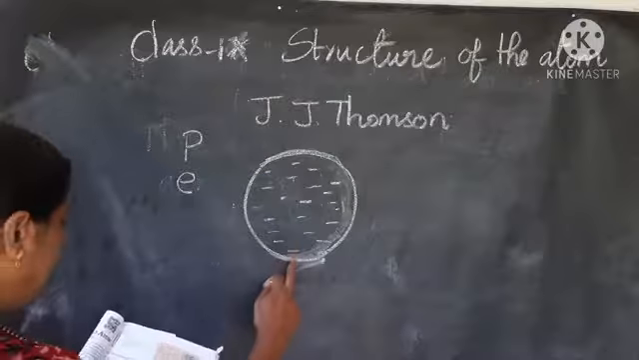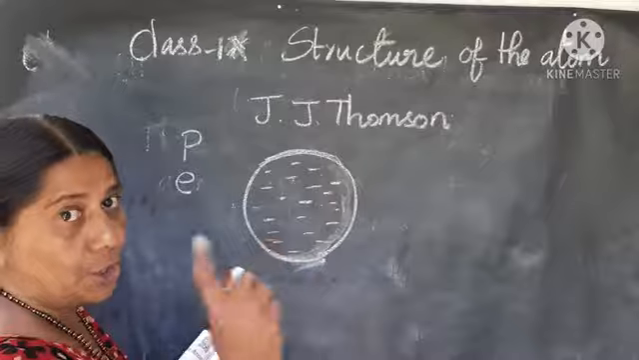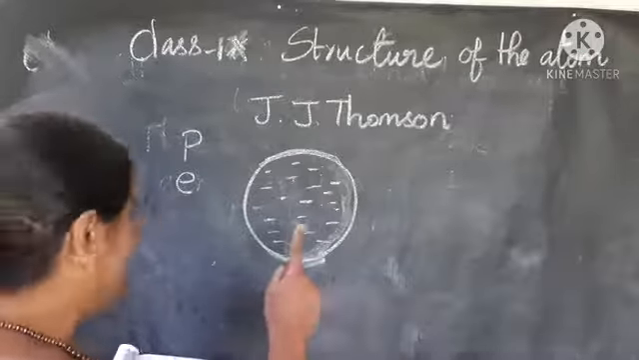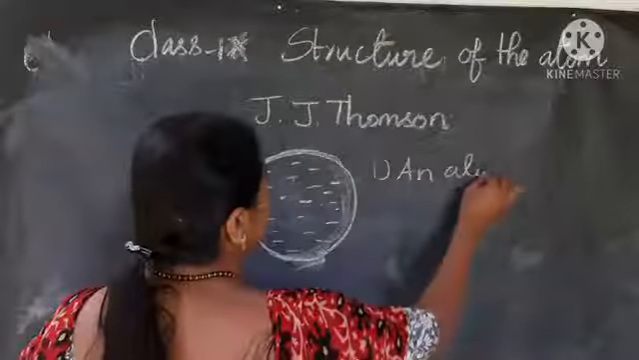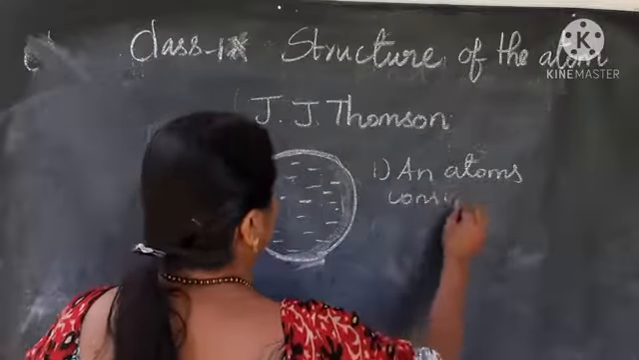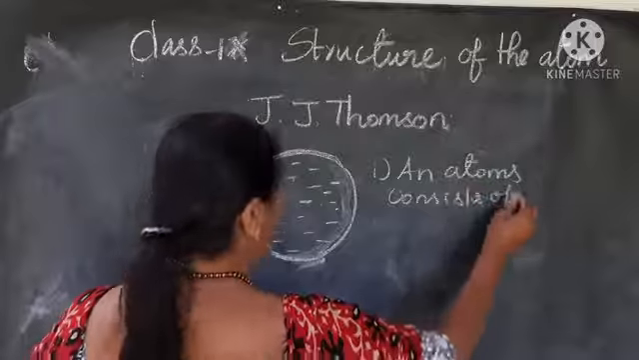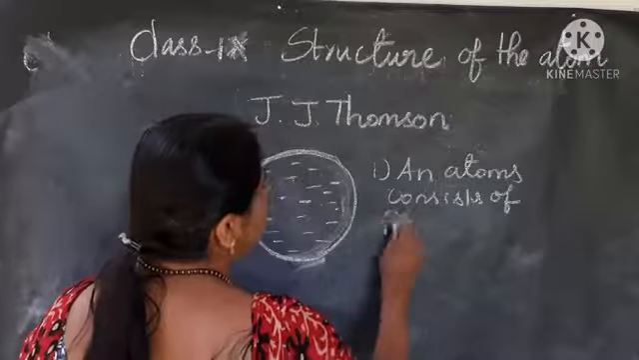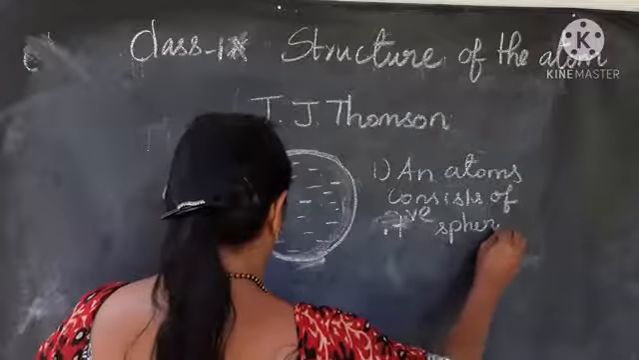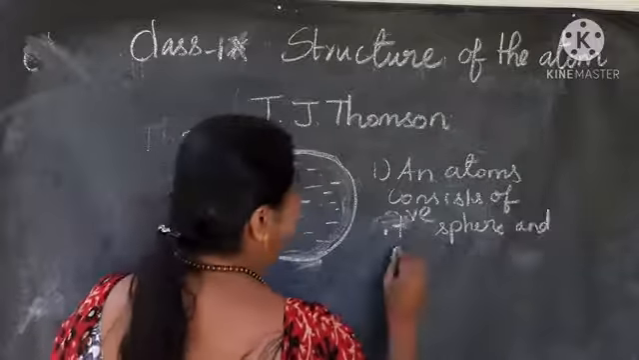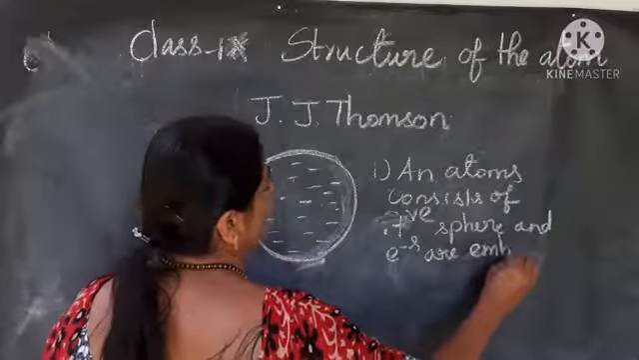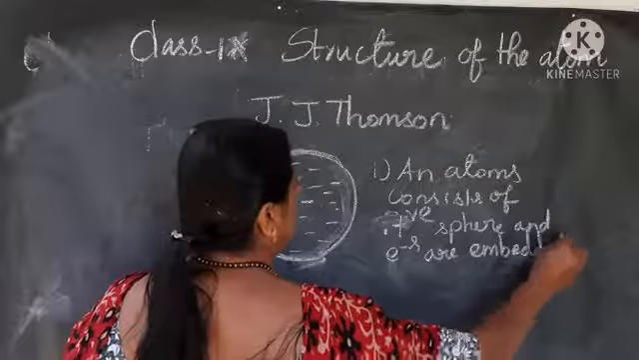Okay. He proposed 2 points from his model. What are they? The atom consists of a positively charged sphere and electrons are embedded in it. That is the first point.